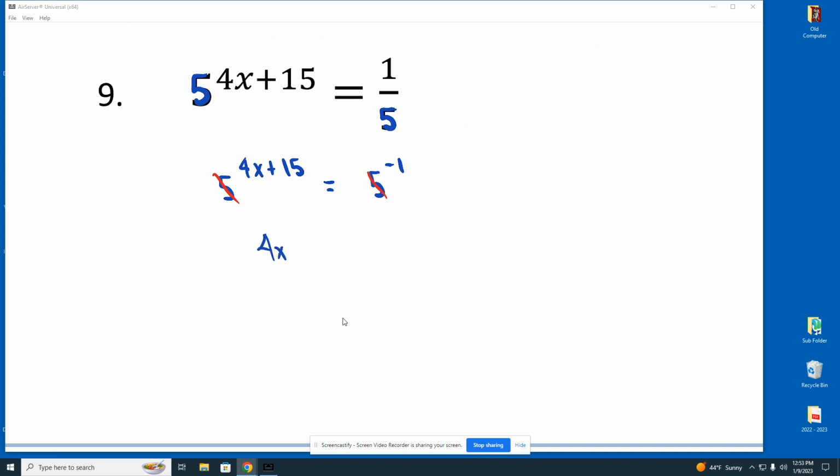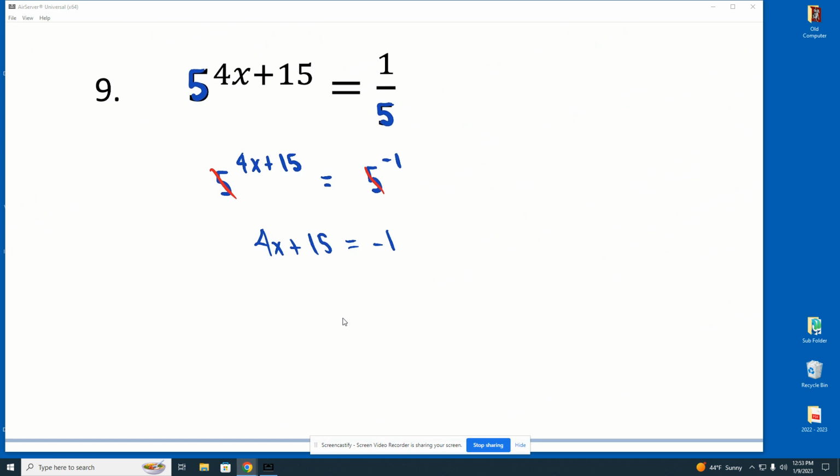4x plus 15 equals negative 1. What's my first step? Subtract 15. Yeah, I know y'all know this. Y'all just not wanting to help me. Negative 1 minus 15, and then divide by 4. And there you have it. Easy peasy.